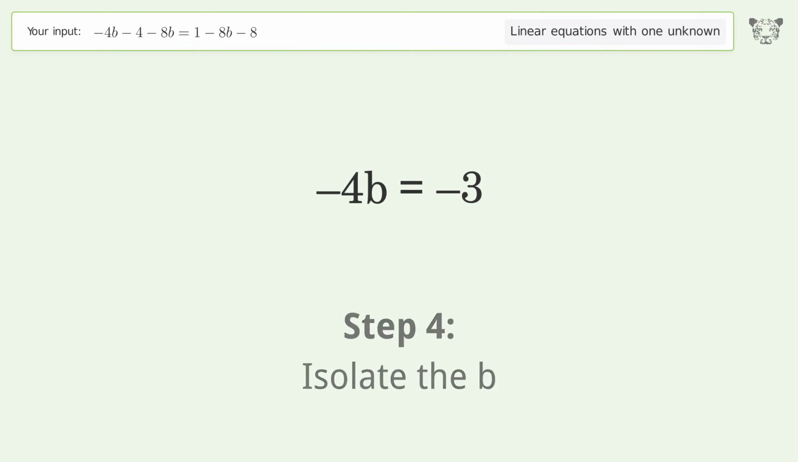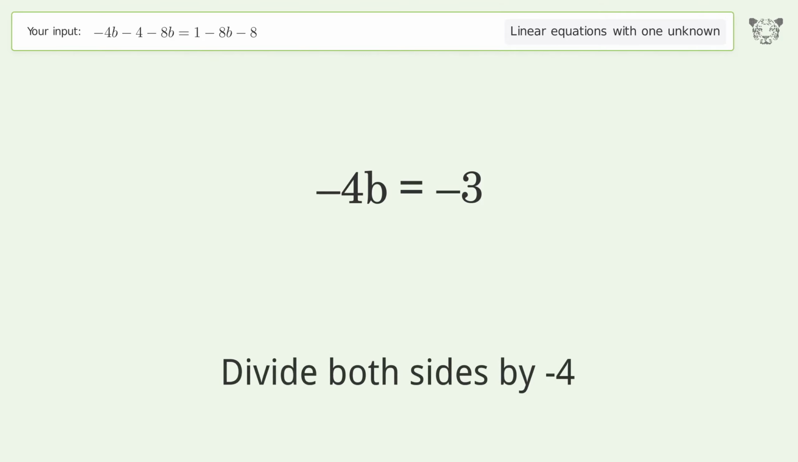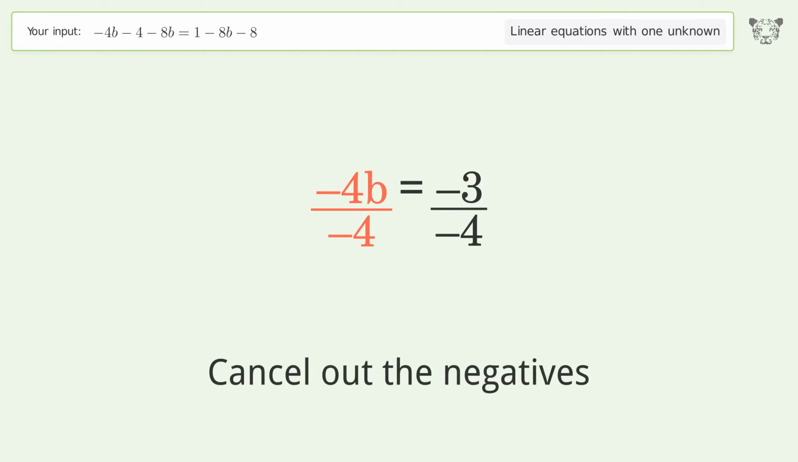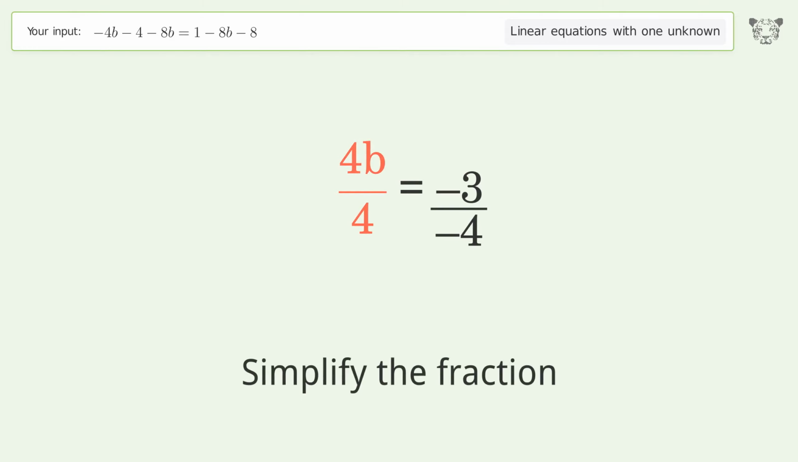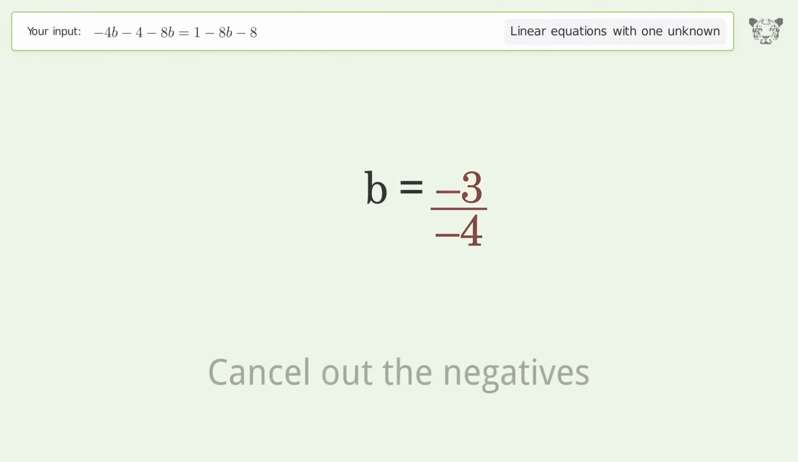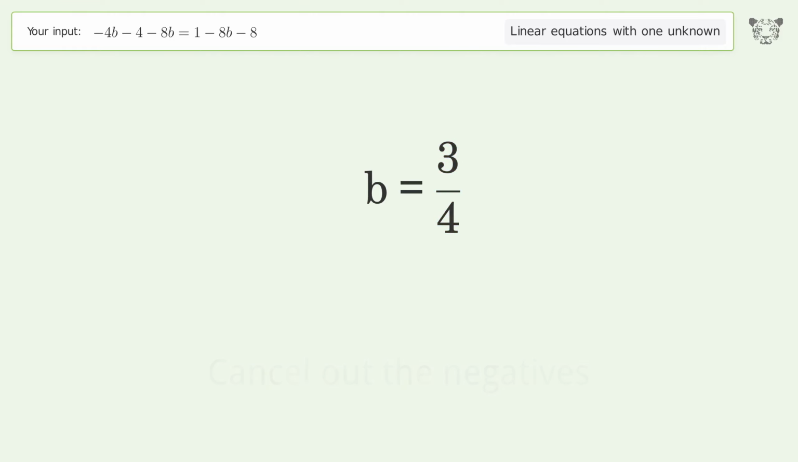Isolate the b. Divide both sides by -4. Cancel out the negatives. Simplify the fraction. Cancel out the negatives. And so the final result is b equals 3/4.